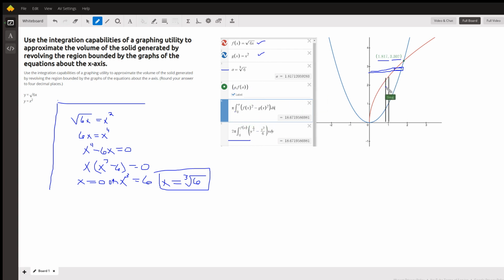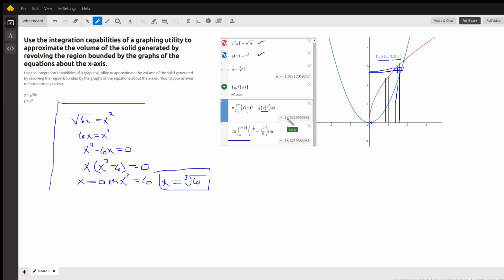So to use the washer method, we're going to take pi times the integral from 0 to a. So these typical washers are piling up along the interval from 0 to the cube root of 6. And then it's the outer radius squared minus the inner radius squared.